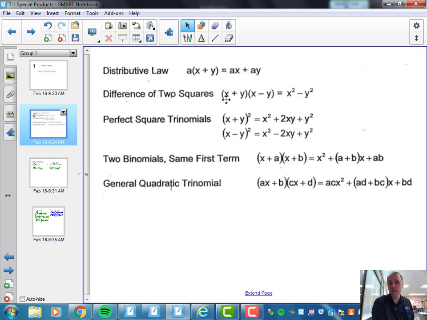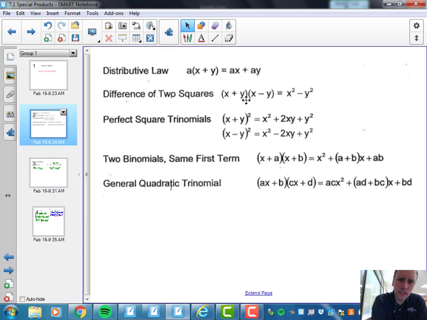This happens because even though this is a FOIL problem, we're going to multiply x times both terms in the second number and y times both terms in the second number. When I do that, my two middle terms, the outside and inside, are going to be x times negative y, which would be negative xy, and y times x, which is going to get us positive xy. And those are always going to be opposites, and so they're going to cancel each other out.